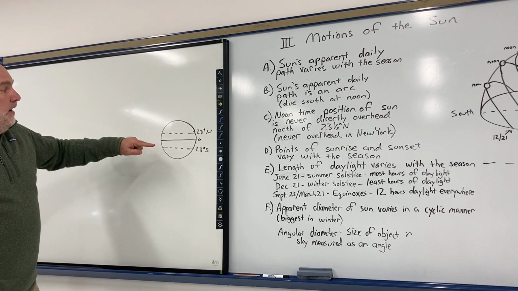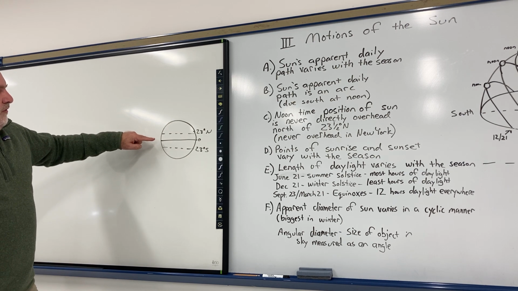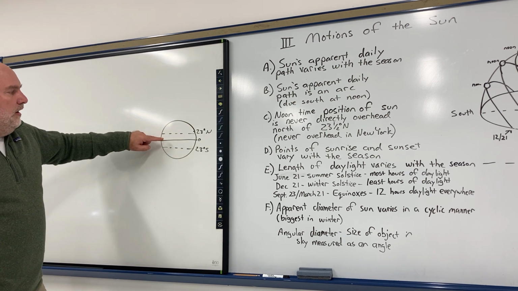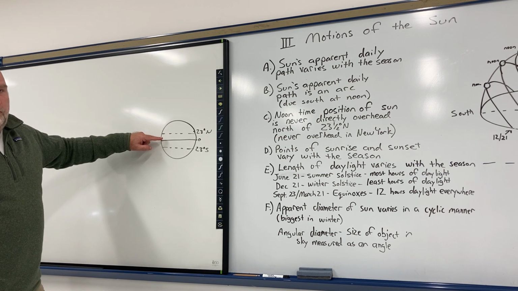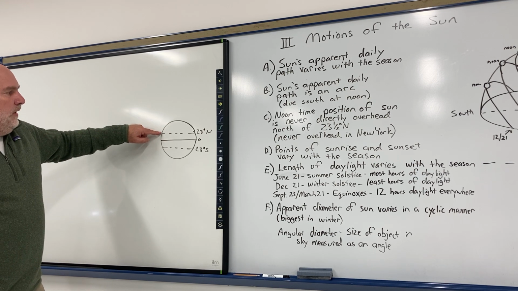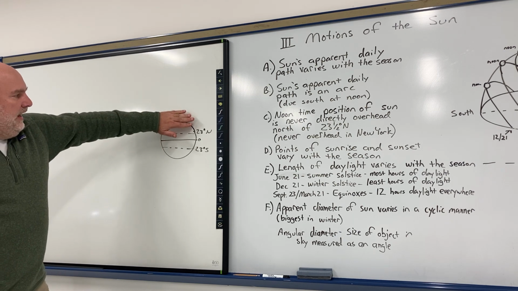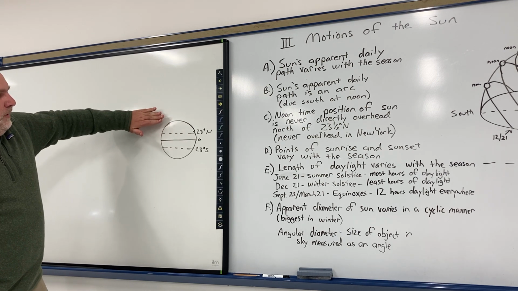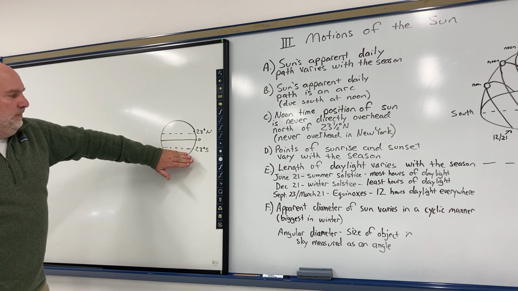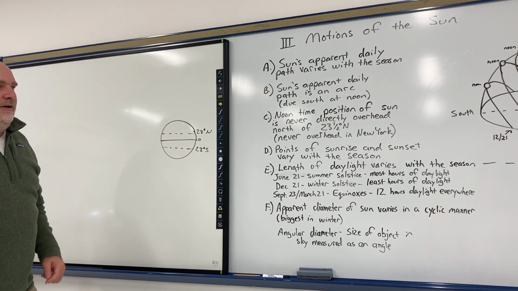So it's only directly overhead if you're near the equator, and even then it's only twice a year. If you're at 23 north or 23 south, it's overhead just one day a year. Any place above 23 north, and any place below 23 south, the sun never gets directly overhead.